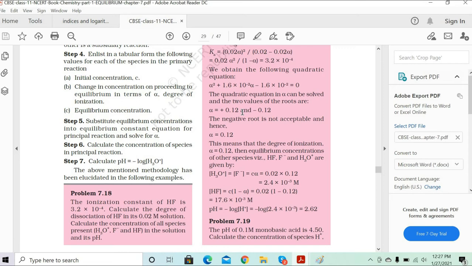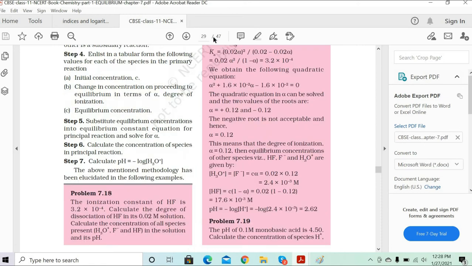Concentration of fluoride is 2.4 into 10 power minus 3 moles. And concentration of hydrogen fluoride is 17.6 into 10 power minus 3 moles. Yeah, correct. Hydrogen fluoride, correct answer here.